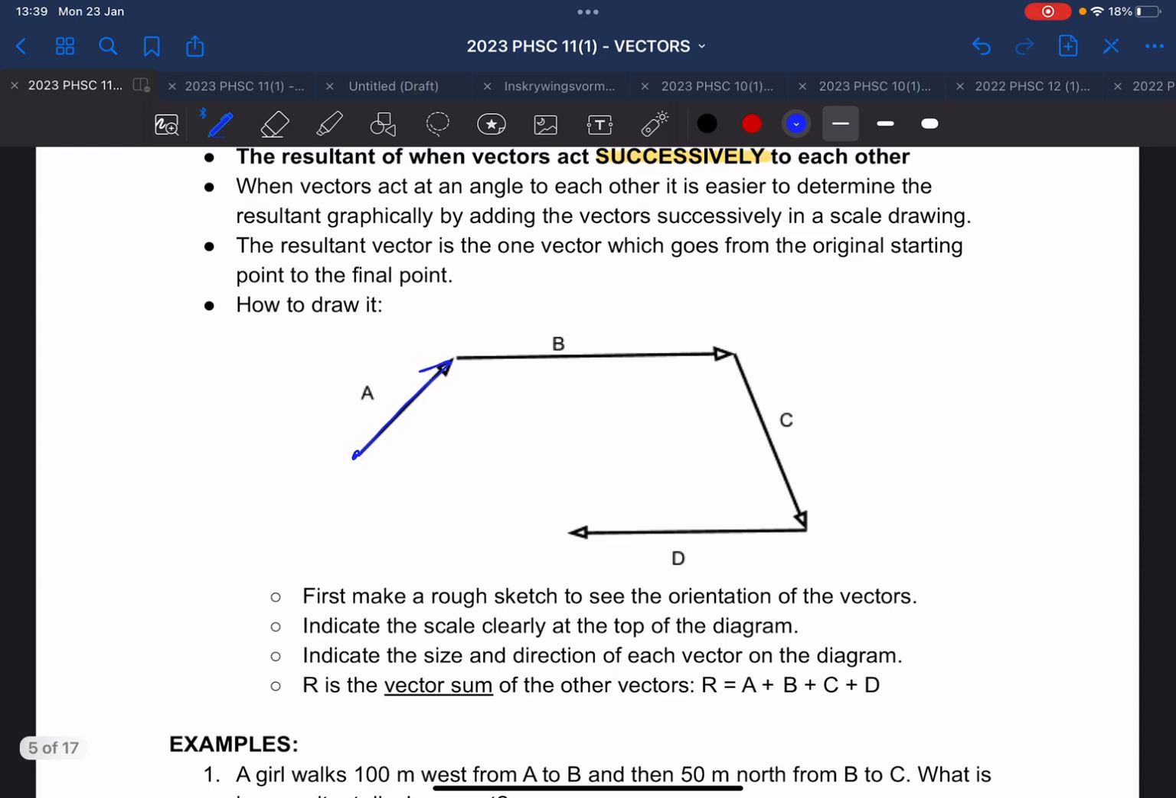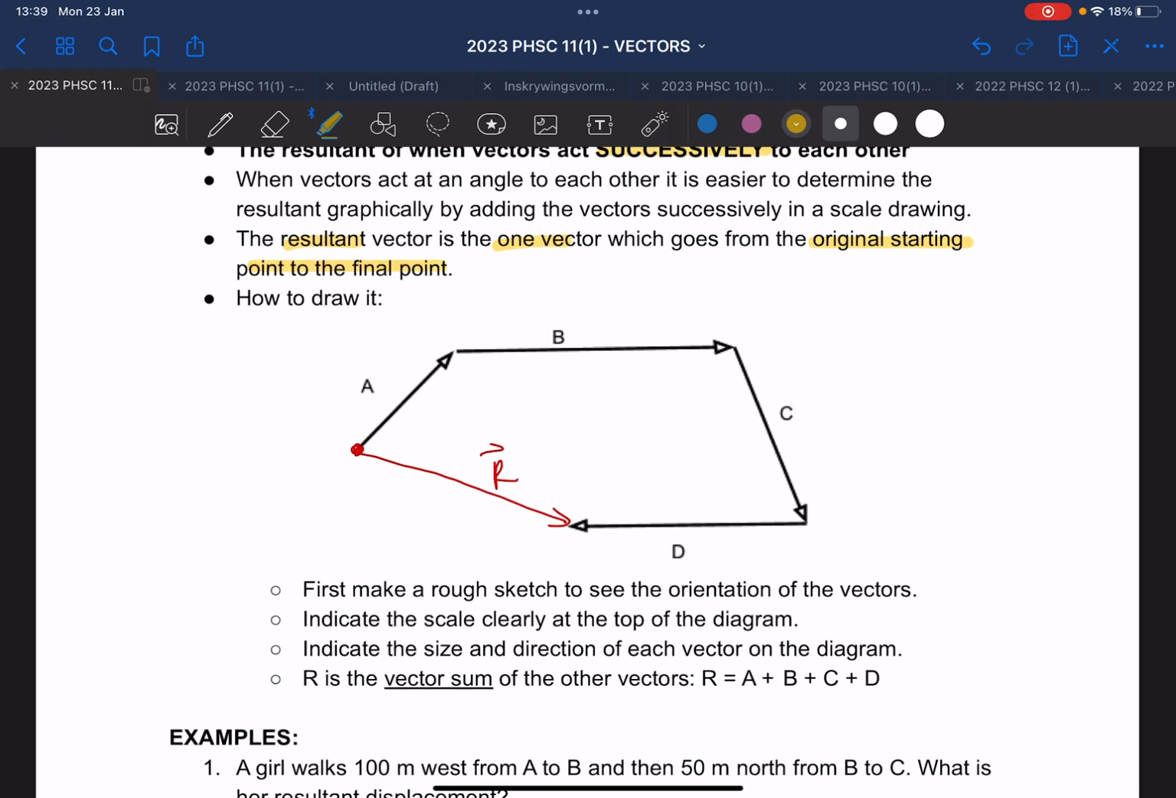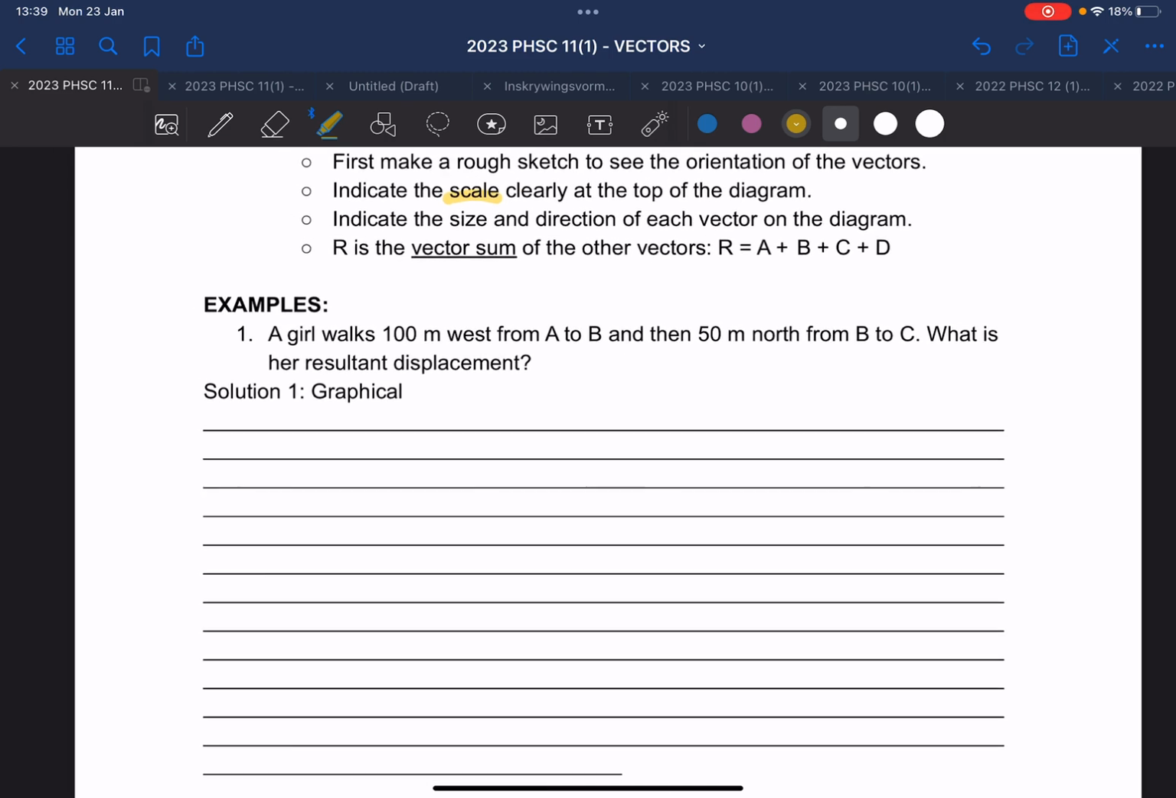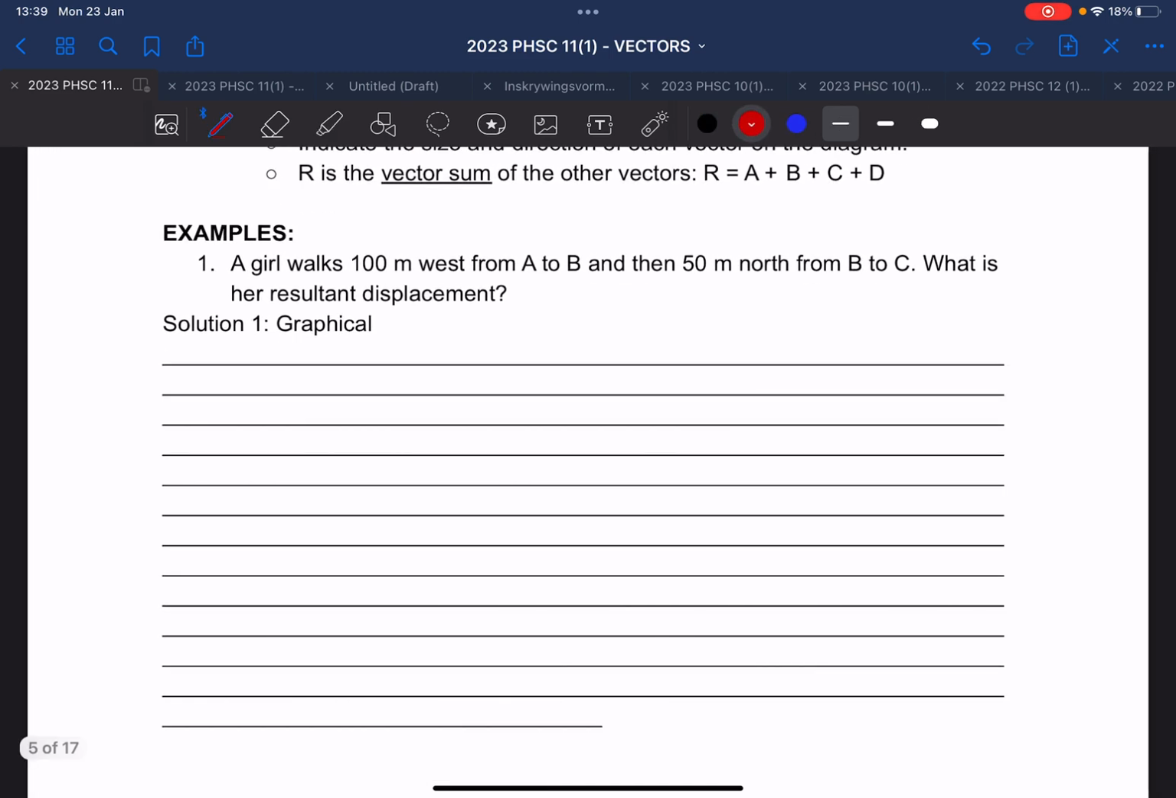So you can see the arrows follow each other. Then your resultant will be from your starting position to your end. That will be your resultant. So your resultant is the one vector that goes from the original starting position until the final point. Okay, and then it just says make a rough sketch, and then you have your scale, and then you draw your vectors.